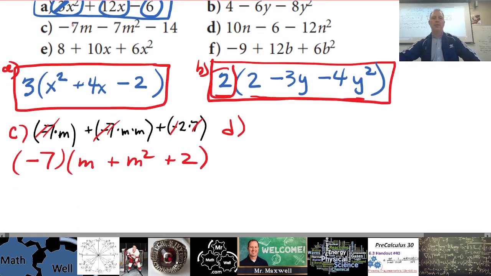And if you multiply those in, negative 7 times m, yep. Negative 7 times positive m squared, negative 7m squared, yep. Negative 7 times positive 2, negative 14, yes.